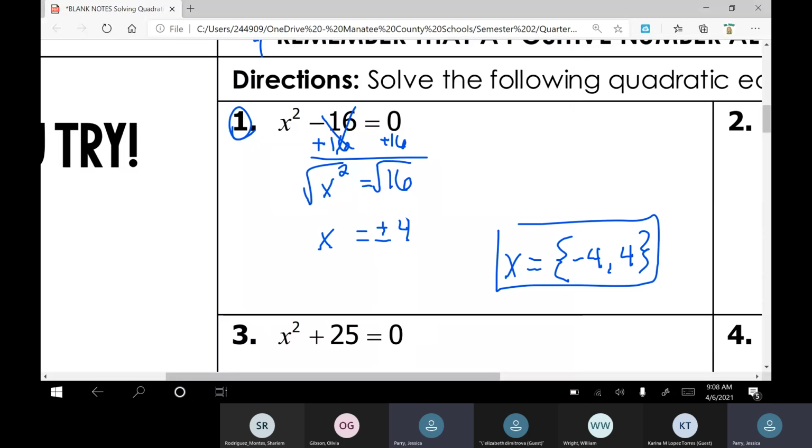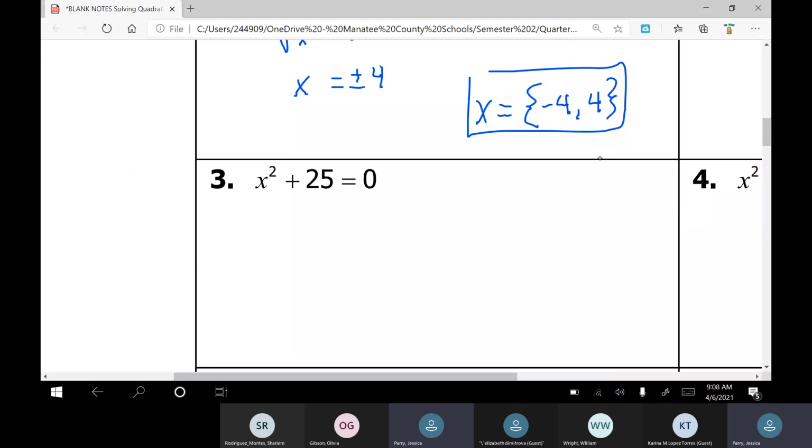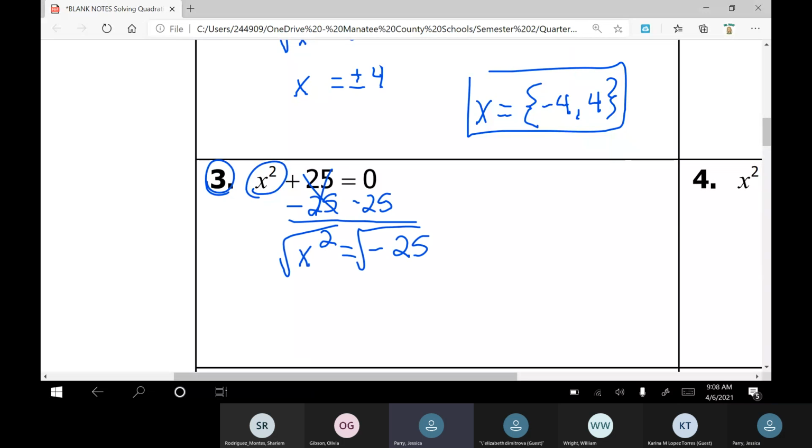Okay, let's do another one. Let's do number 3. First, we want to isolate that x squared. So I'm going to move that 25 to the other side. I'm going to do the opposite, minus 25 on both sides. So then I have x squared equals 0 minus 25, which is negative 25. Okay, so now I have the x squared isolated. I would take the square root.